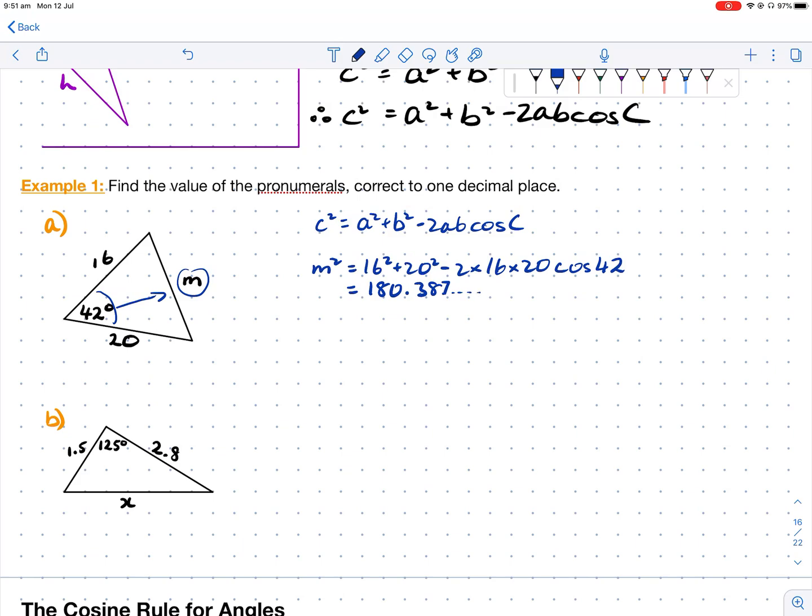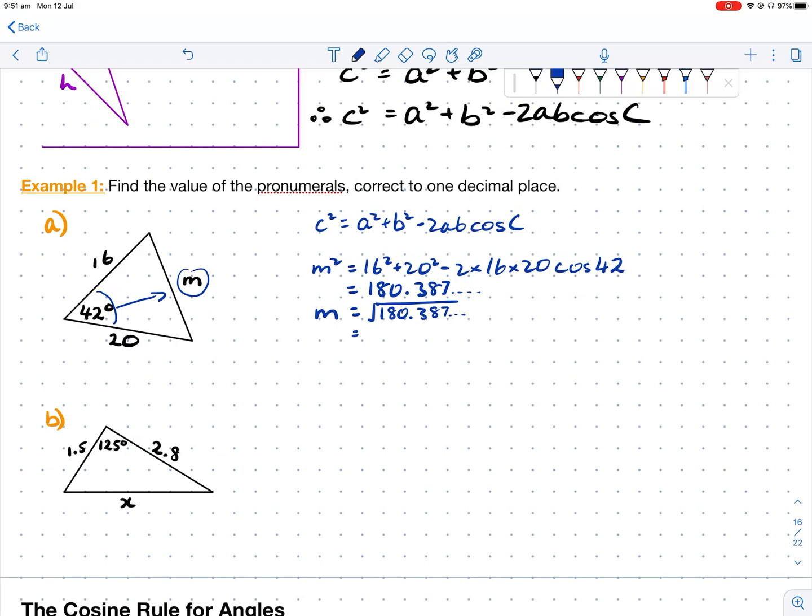180.387 thereabouts. To find m, we need to also square root. Make sure you don't forget to do this, because a lot of students will stop there and think, okay, I've got the right answer, but they forget to square root. Happens quite often. So we're going to square root 180.387. Make sure you use the answer button on your calculator. So just go square root answer equals, because if you round it off too early, it could come out as a rounding error when you write your answer out.